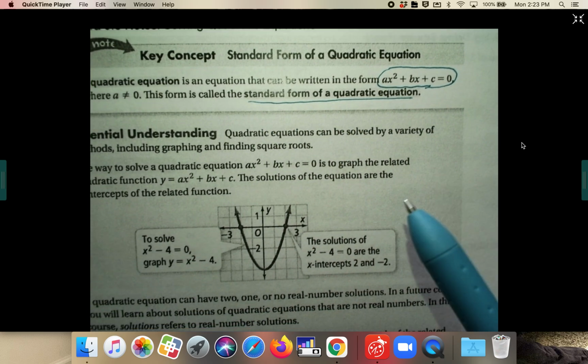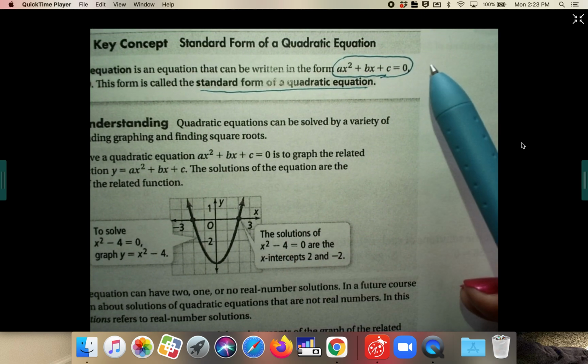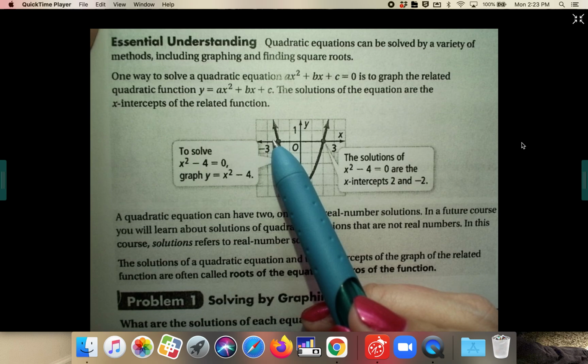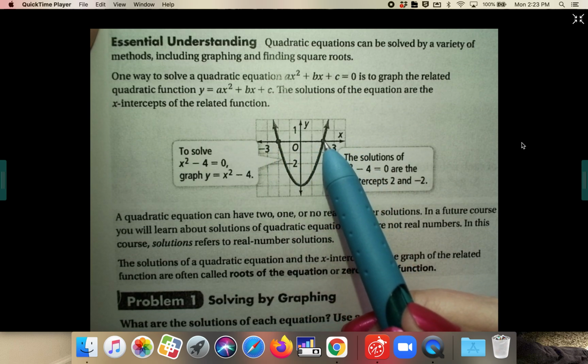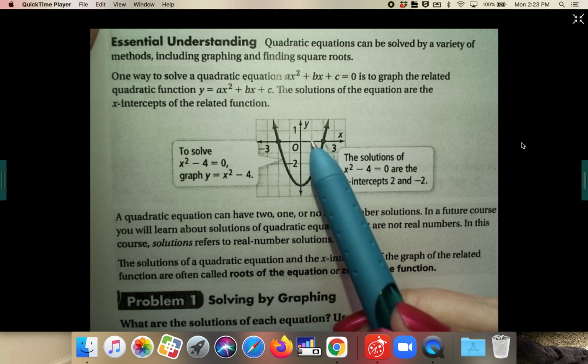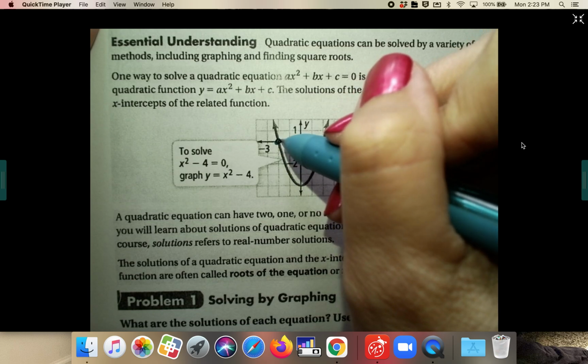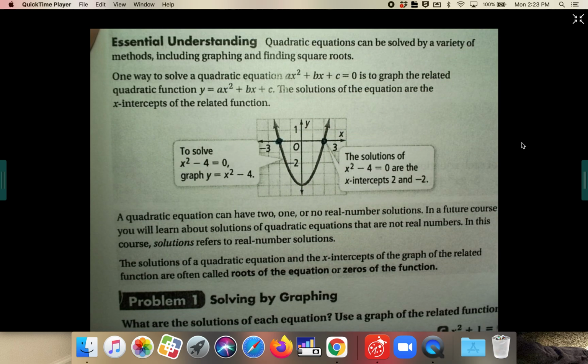But what I want you to know is when we solve these, you're going to come up with some answers, and those answers end up being the x-intercepts. It's where it intercepts the x-axis. So our answers would be wherever that dot is and wherever that dot is.